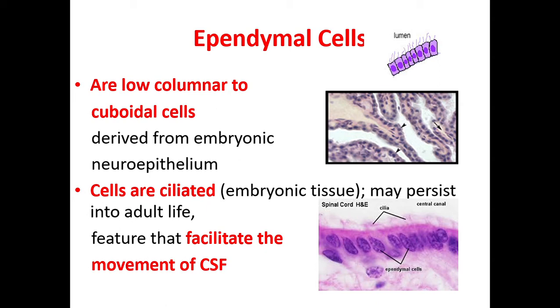So the ependymal cells are low columnar to cuboidal cells derived from embryonic neuroepithelium. So during embryonic stage, the cells are ciliated, but as they mature, some of the cells carry with them to adult life the cilia. And the cilia is very important in facilitating the movement of the cerebrospinal fluid, or the CSF, from the spinal cord going to the brain.